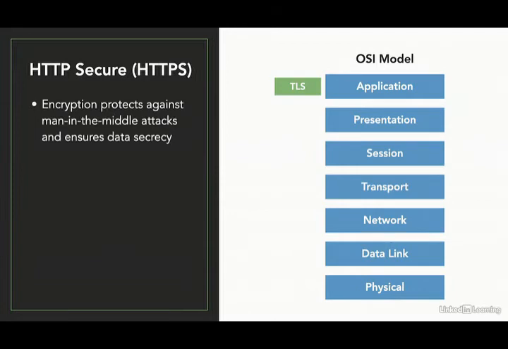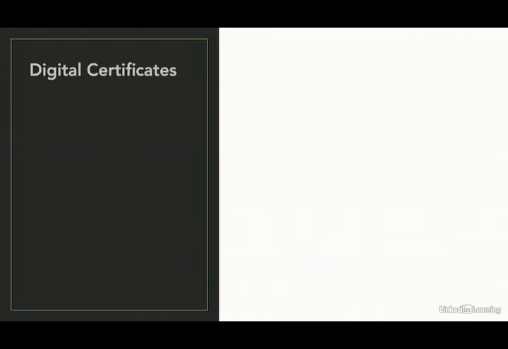Encryption protects against man-in-the-middle attacks as well as interception of sensitive information. Encrypting HTTP with TLS adds the additional benefit of encrypting all of the underlying protocol. This means the exact URL, cookies, and headers are all hidden. The encryption process hinges on digital certificates.